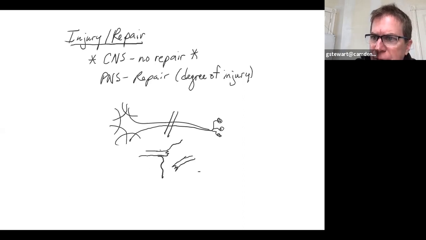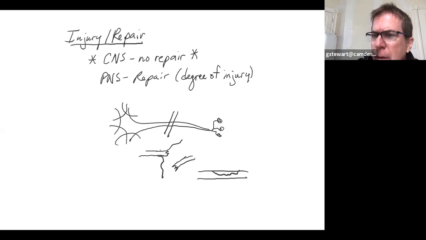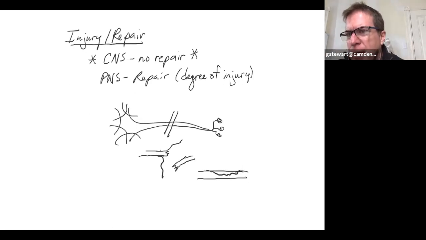However, if this is the axon and it simply gets crushed or depressed and there's still some neural tissue continuity there, there is a large propensity for this axon to be able to regenerate or heal itself. And this is basically what happens.